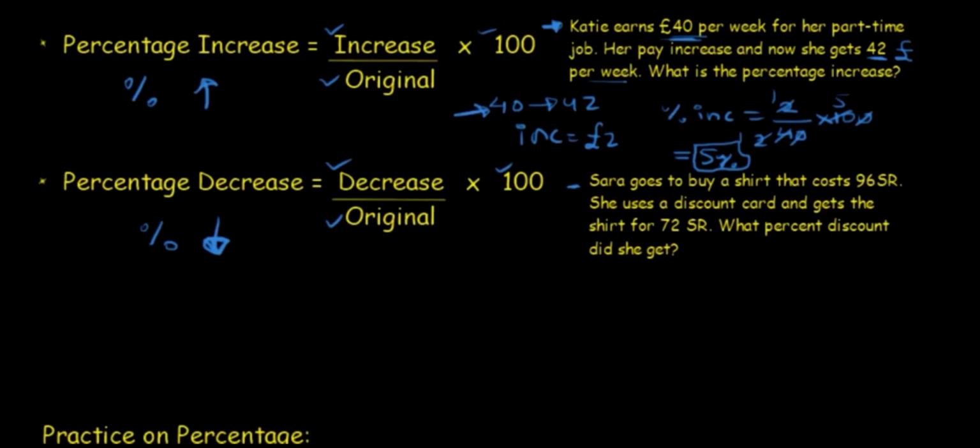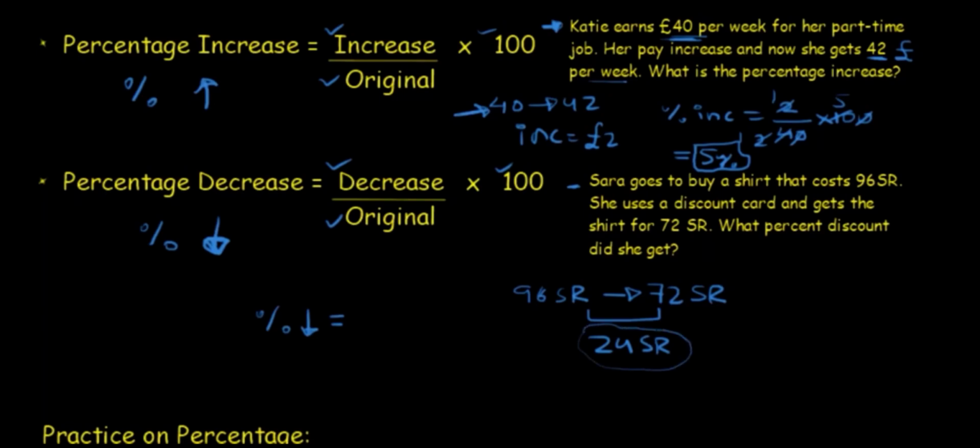Sarah goes to buy a shirt that costs 96 Saudi riyals. She uses a discount card and gets the shirt for 72 Saudi riyals. So how much was the discount then? She got 24 Saudi riyals off. What percent discount did she get? Well, to find out the percentage decrease, we need to find out the decrease. It decreased 24 Saudi riyals, so that's 24 out of the original. How much was the original? She had to pay 96. So she gets 24 off the 96, times 100.